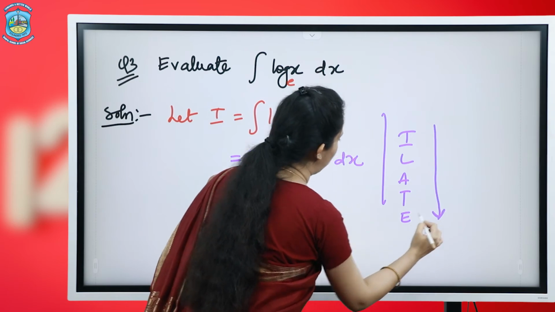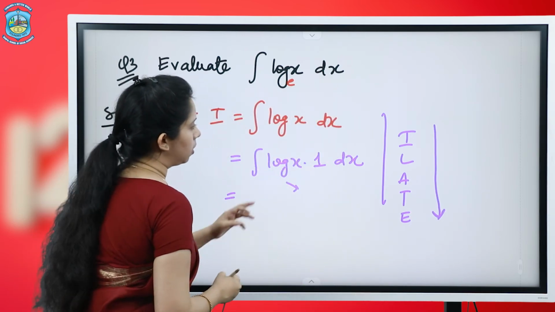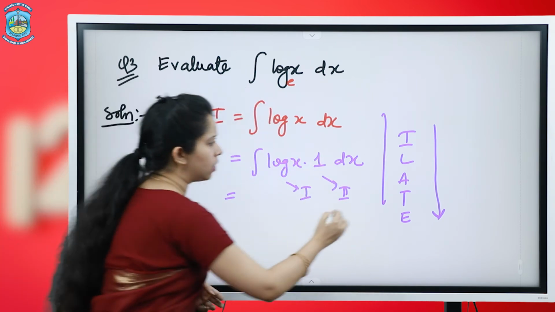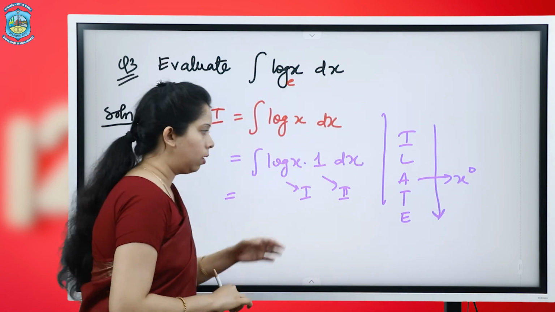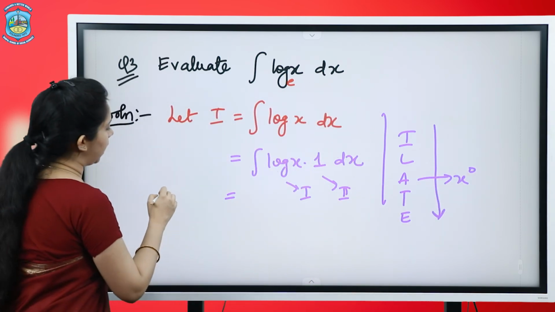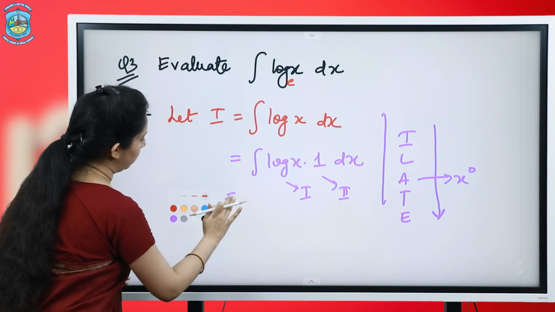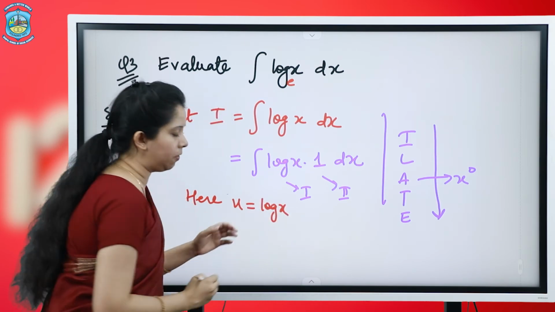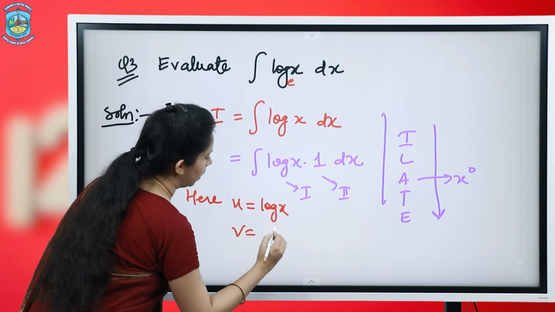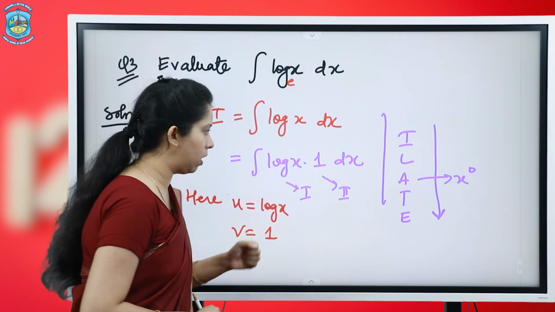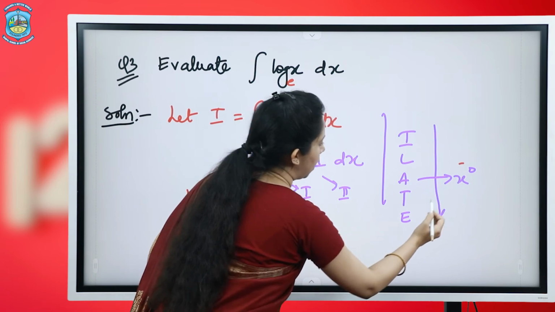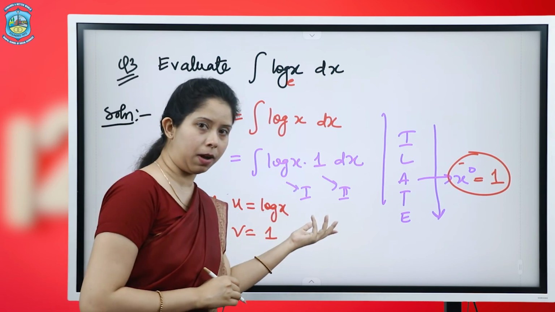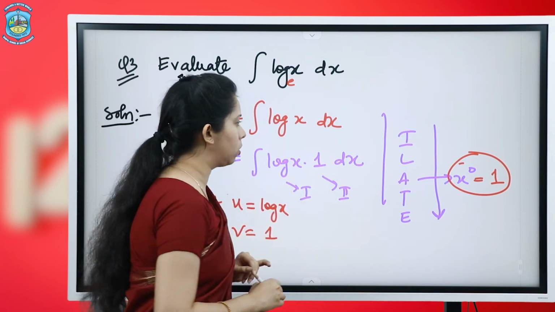So moving from top to bottom, log comes first and 1 can be treated as x raised to the power 0, that is an algebraic function. So that will be treated as the second function. According to the formula, u is log x, that is the first function is log x, and the second function is 1. Why have we taken the second function as 1? Because x raised to the power 0 can also be written as 1. So 1 can be replaced by x raised to the power 0, and similarly x raised to the power 0 can also be replaced with 1.